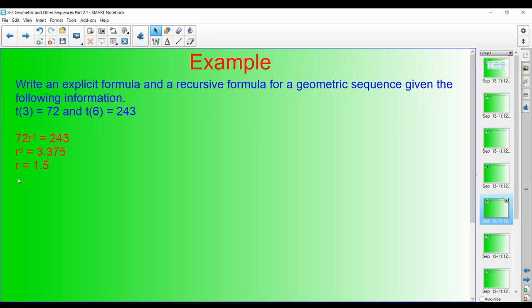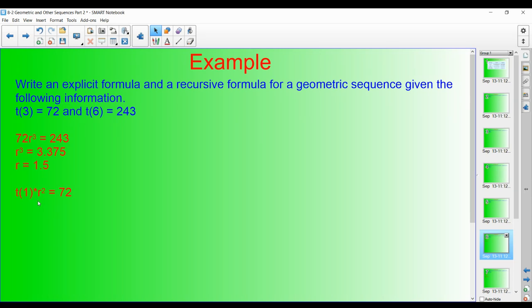Now I'm going to do the same thing, except I want to get from term 1 to term 3. I want to find out what term 1 is, because I found r, now I need to find term 1. So term 1 times r squared. Okay, I start at term 1 and I need to take 2 steps to get to term 3, which is 72.